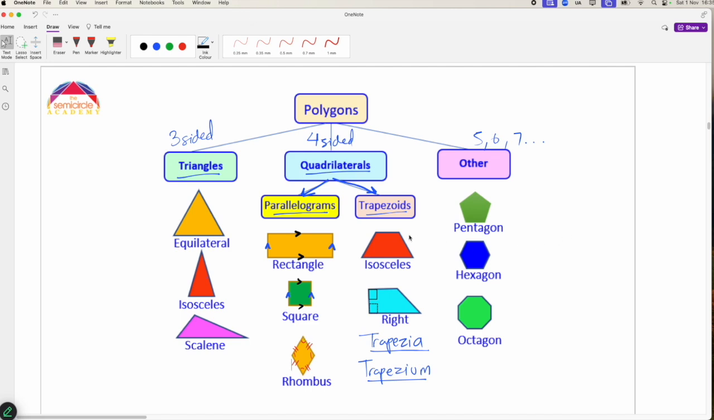And these are the trapezoids. Trapezoids include one pair of parallel lines, and then the other pair are not parallel. And then we have the other polygons, the 5-sided, the 6-sided, the 8-sided. And all of these polygons we will have to learn more about.